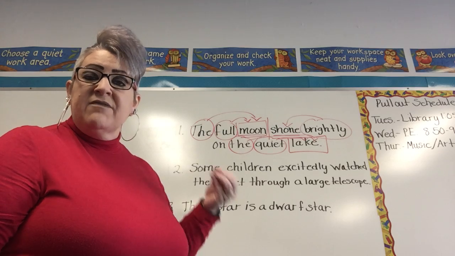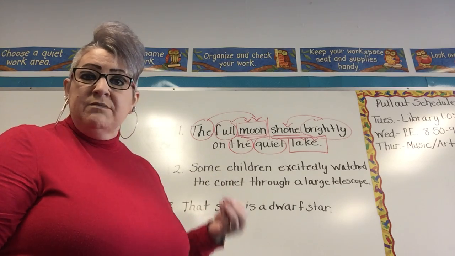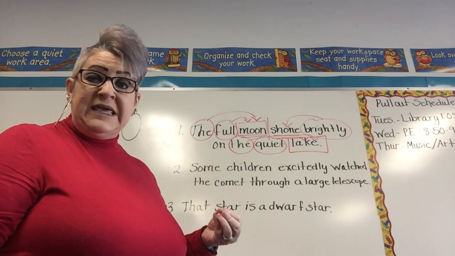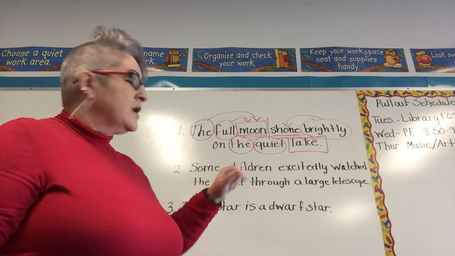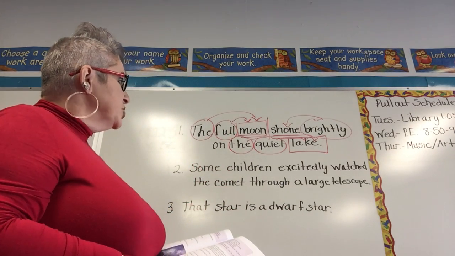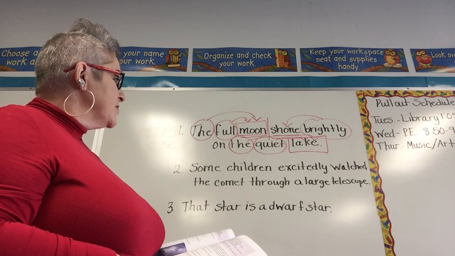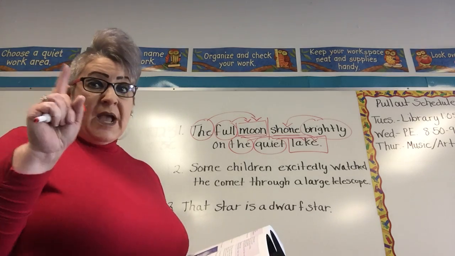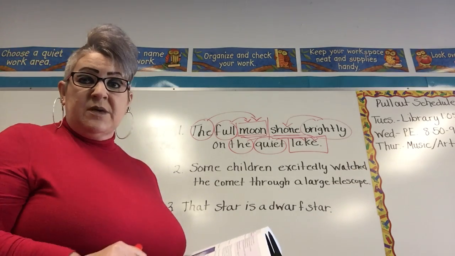Remember, boys and girls, everything that we have learned this year in math and language, I have taught you to take it one direction at a time. Let's look at the next sentence. This is number 2. Some children excitedly watch the comet through a large telescope. Direction number 1, we got to divide between the subject and the predicate.